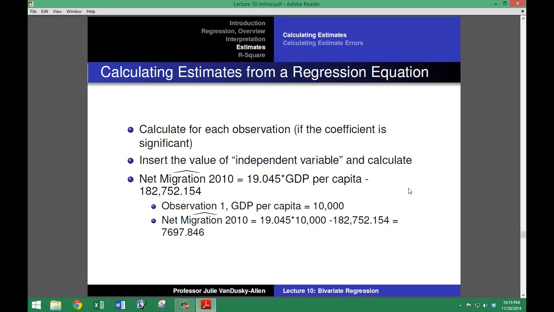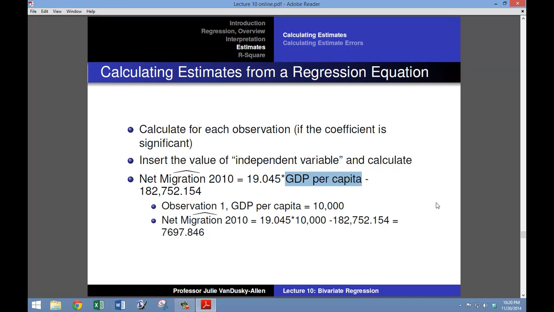Now I am going to show you how to calculate a point estimate from a regression equation. You calculate an estimate for each observation. You only do this if the coefficient is significant. So we have this equation here. Net migration hat equals 19.045 times GDP per capita minus 182,752.154. We insert the value of the independent variable here.